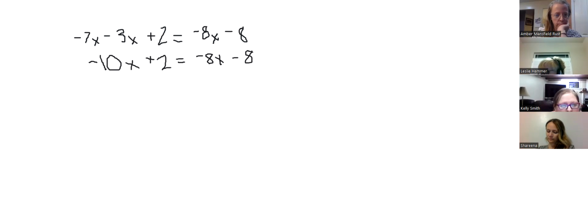Okay, so then what? Well, we have to get our x's on the same side. What side do you want to send it over to? I don't care. I like to get rid of them on the right, probably because we read right to left. You want to take the 8 over to the 10? Okay, and how do I do that? Add 8x.